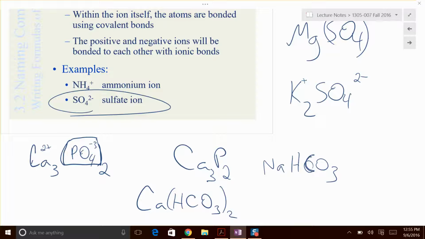So when you have a polyatomic ion, you simply use the name of it. I don't have to change it to "ide." It's already been changed. Bicarbonate. So you simply use the name that's given to you in the chart.